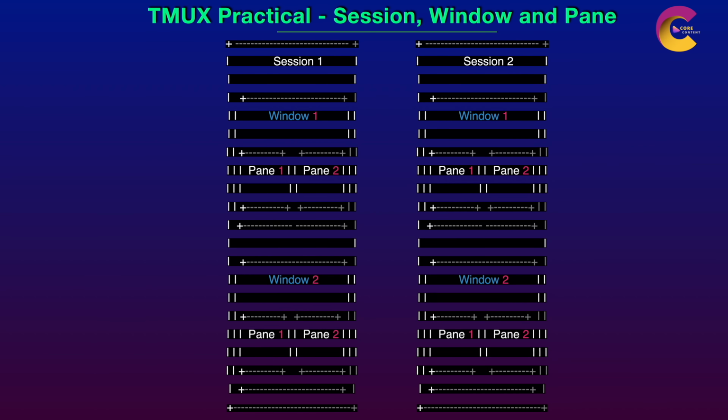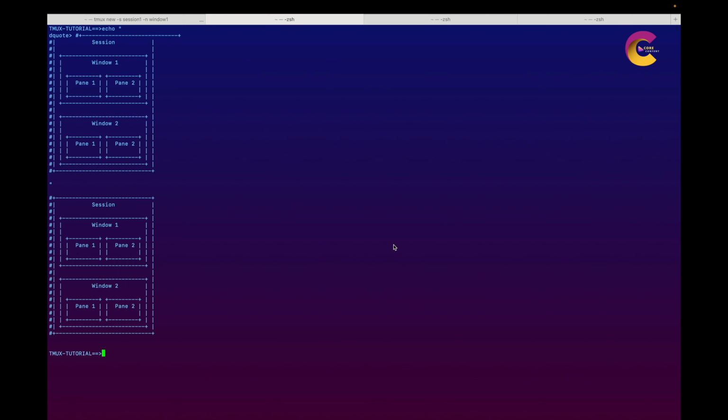In this practical, we will create two sessions, session 1 and session 2. Each session will have two windows, and each window will have two panes. Let's do it. So we start with TMUX new. When you type new, by default it takes new session, and it's an alias to new session. Remember, when you do TMUX new, it will not create a window but a session.